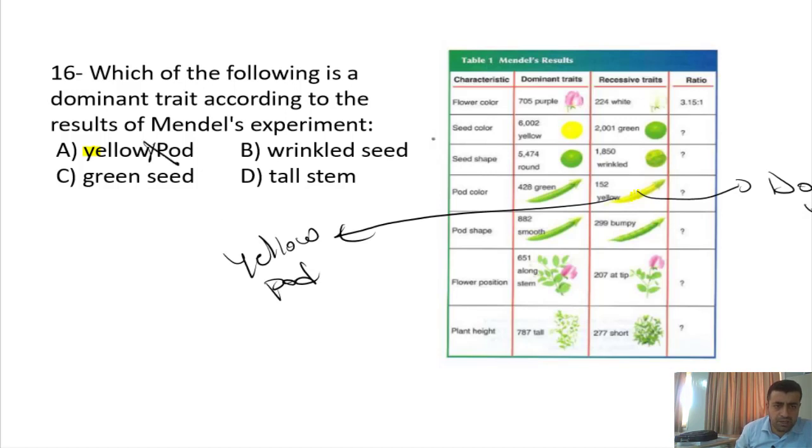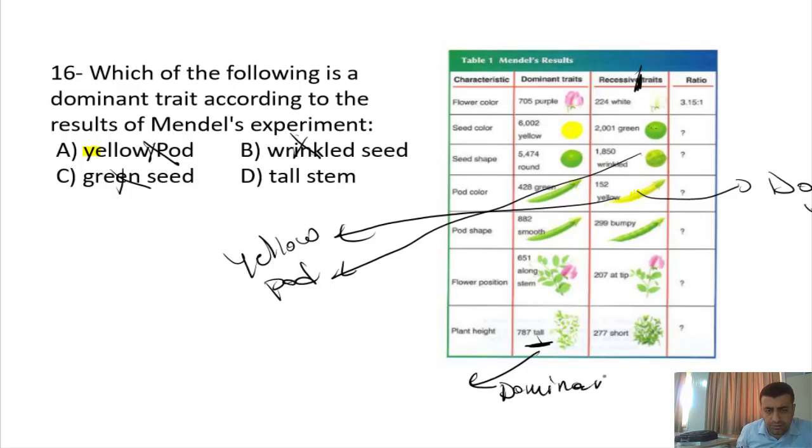Impossible this one. Ringlet seed. What is it? Ringlet seed? This one also recessive. This one also impossible. Green seed. Let us check green seed. This one green seed. Also it is recessive as you see. Tall stem. When you check tall stem as you see here, this one is going to be dominant. So answer will be D.